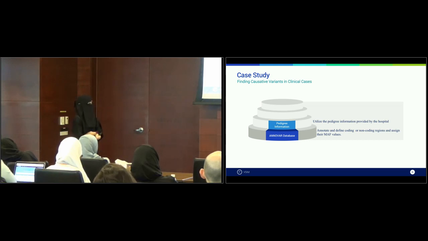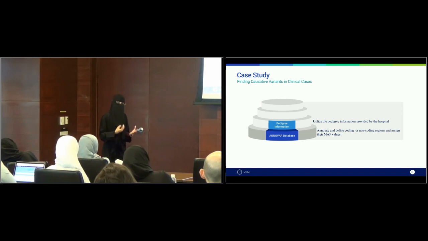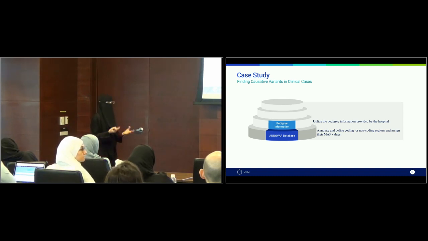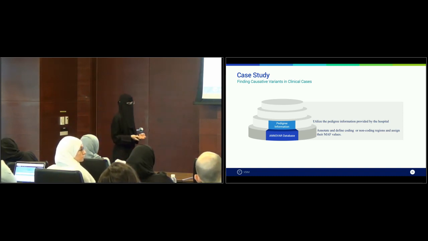After that, in the second step, we utilize the pedigree information that is already provided by the hospital. And we filter out all the variants that appear in the unaffected children. Actually, this step is quite challenging because each family is a completely different case study. So we need to tune our filtering for different possible modes of inheritance scenarios.